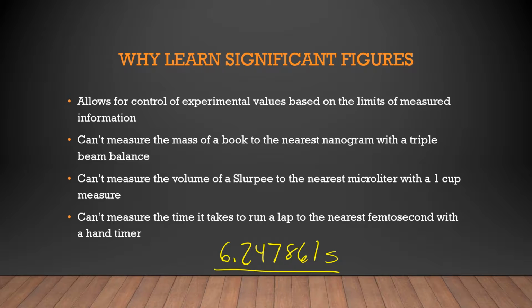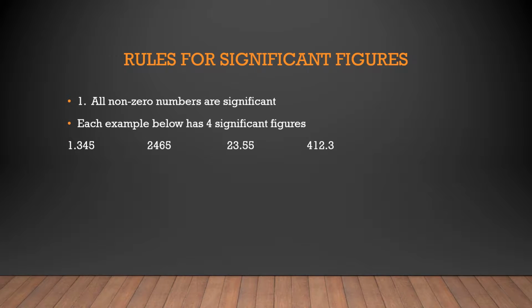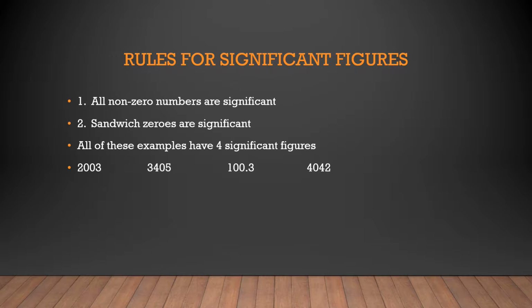So we're going to talk about significant figures to make sure we don't get carried away with some of those measurements. The first rule for whether or not something is significant is that all non-zero numbers are significant. Each example below shows that there are 4 significant figures. You can see in the first one, 1, 3, 4, 5, 2, 4, 6, 5, 2, 3, 5, 5, 4, 1, 2, 3. All of those are non-zero numbers, so each of these has 4 significant figures.